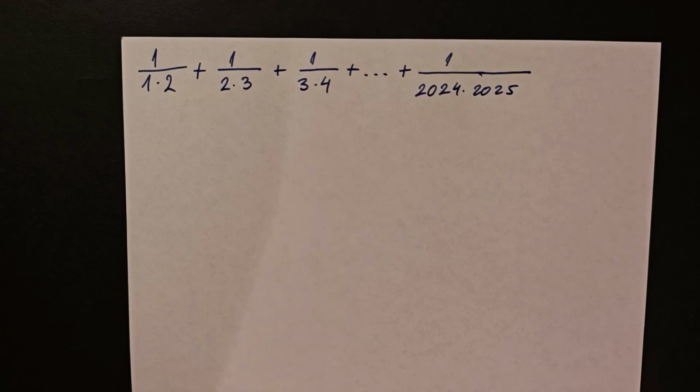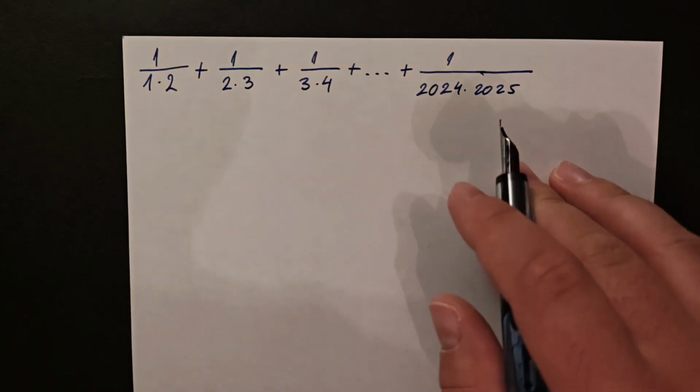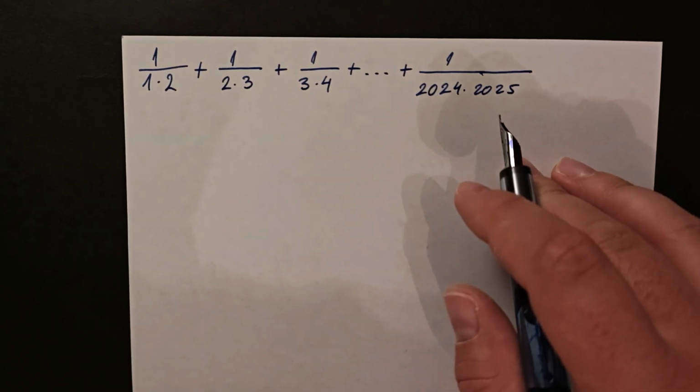In today's video, I will provide a little tutorial for you on solving common competition problems like this one. I say common because they make their appearance quite often. As you can see, our job is to find the value of this sum which has 2024 terms.